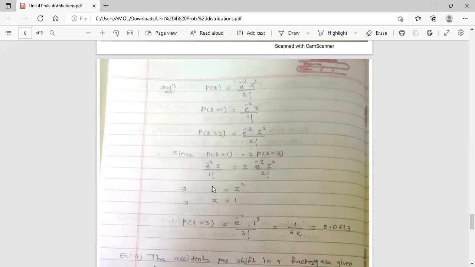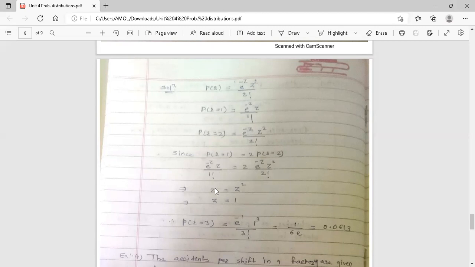Now you simplify this term. Here e raised to minus Z is present on both sides, so it will get cancelled. Then 2 upon 2 factorial means it is equal to 1, because the value of 2 factorial is 2 into 1, which is 2. This numerator 2 and denominator 2 get cancelled. E raised to minus Z on both sides gets cancelled.